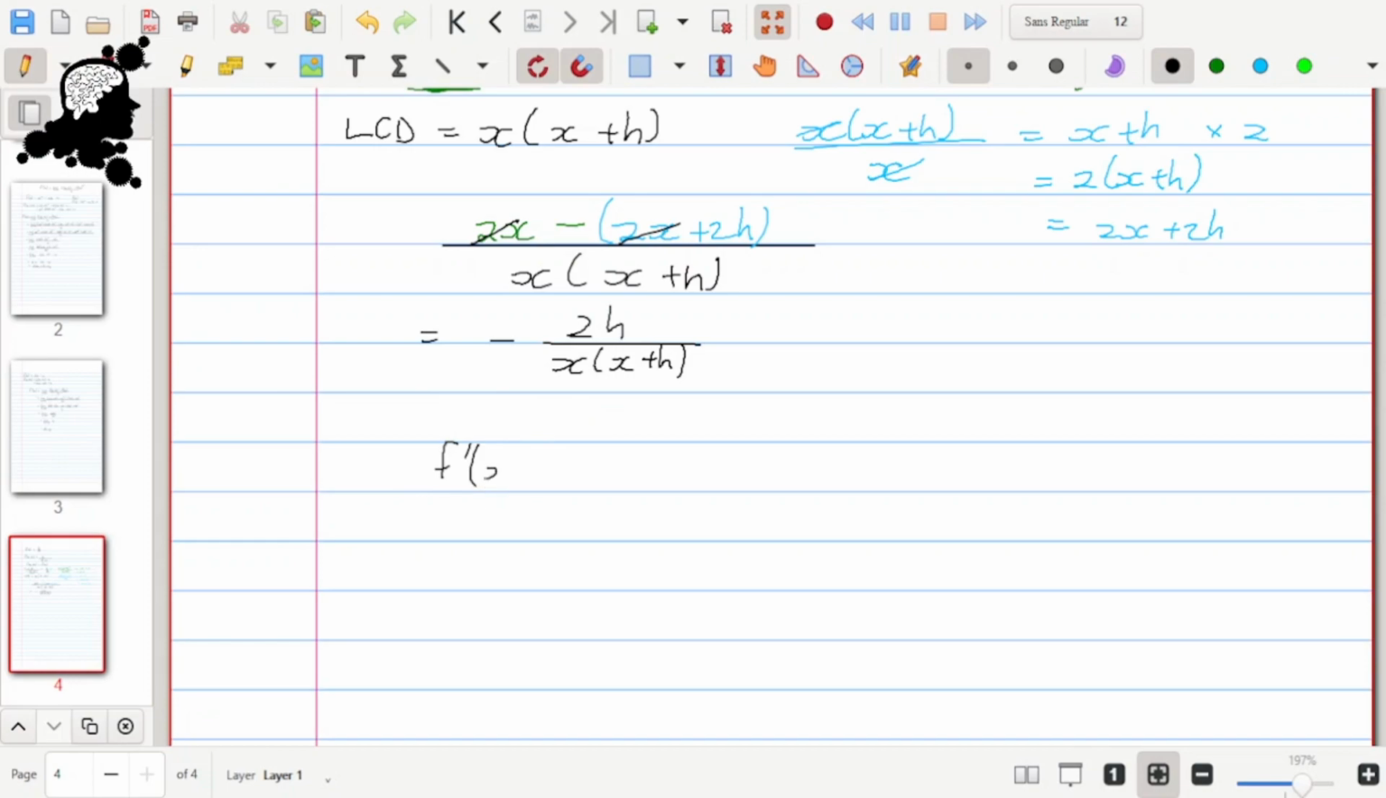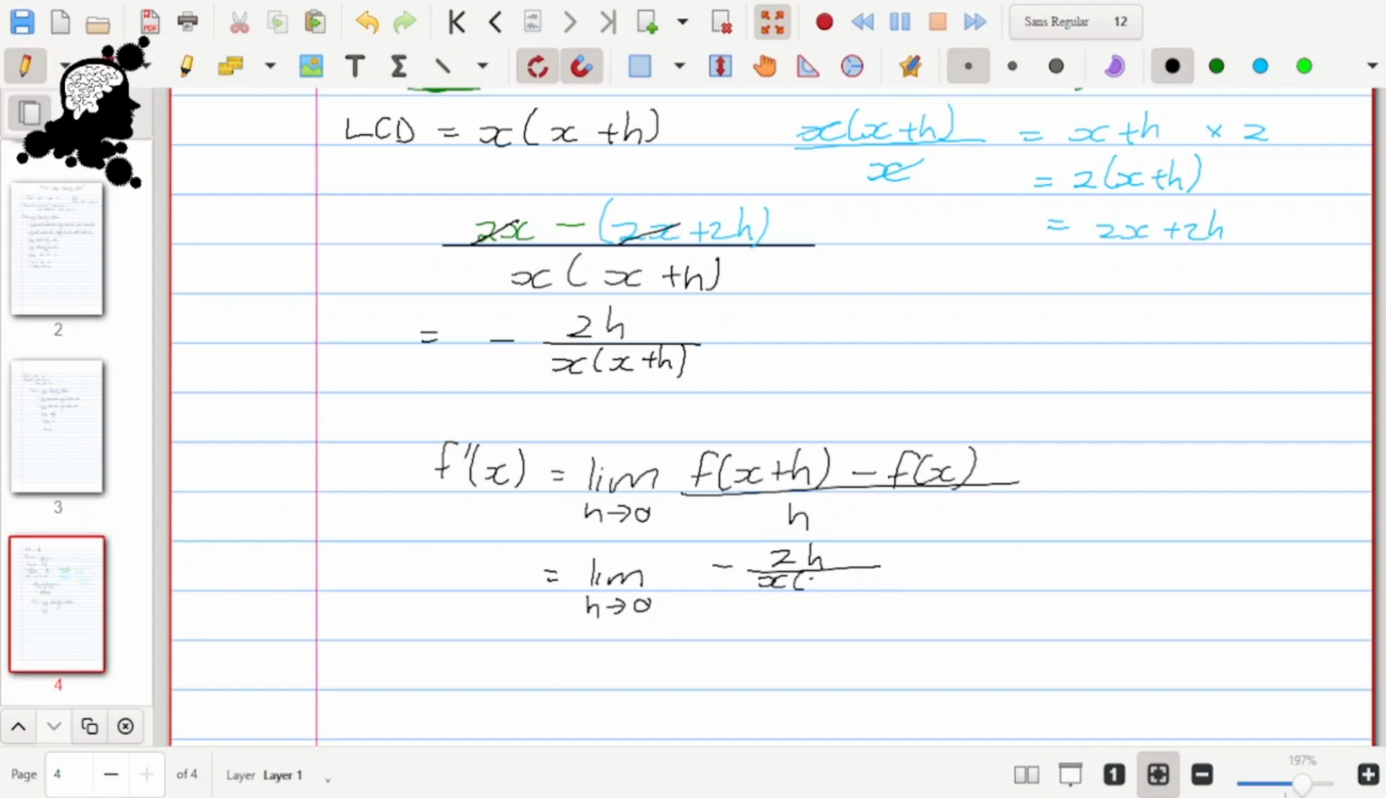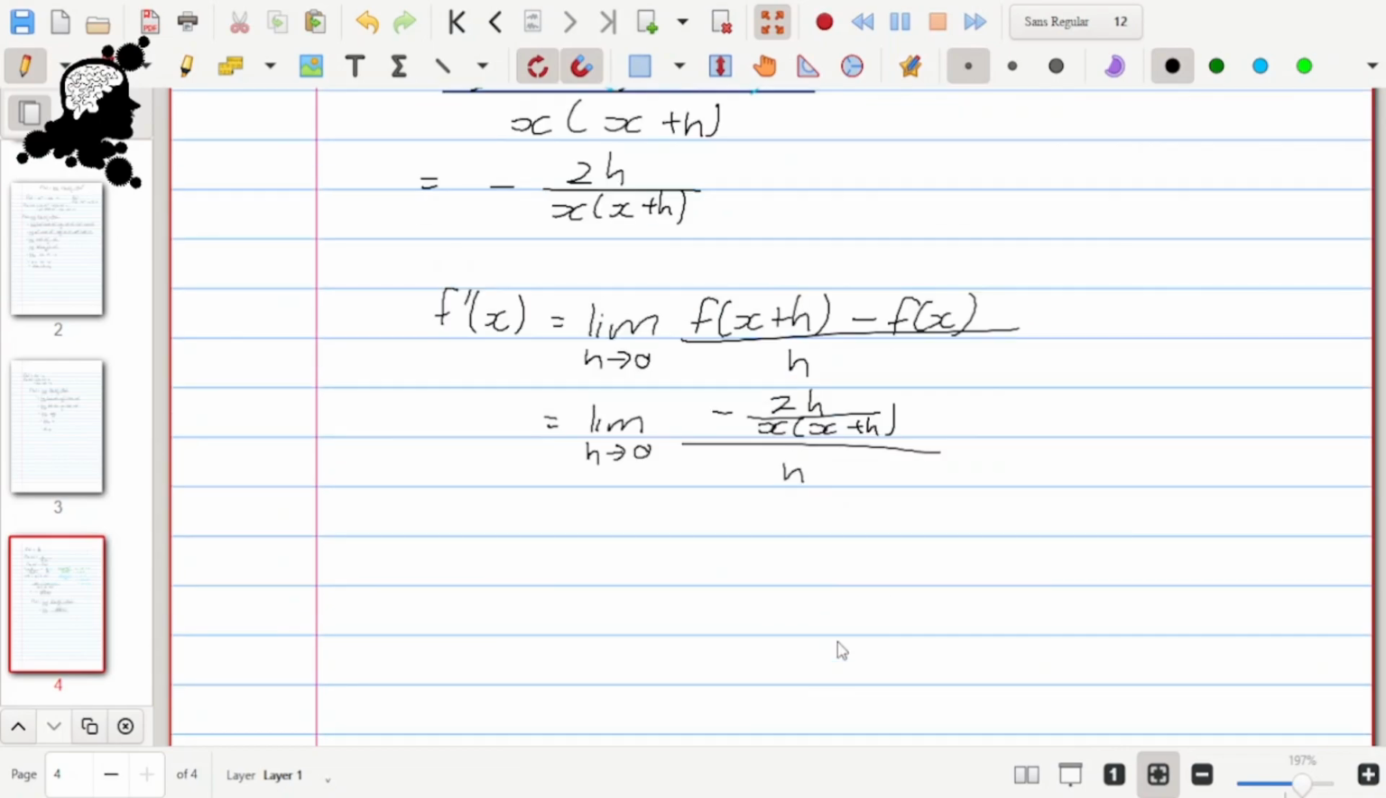So the derivative of f of x is equals to the limit as h approaches 0 of f of x plus h minus f of x divided by h. We already calculated what f of x plus h minus f of x is, so we could just write the answer that we got there. Our answer was negative 2h over x into x plus h, all over h. Now this is not looking too good.